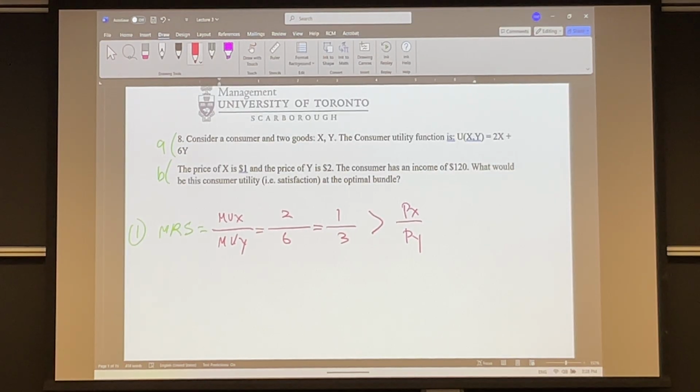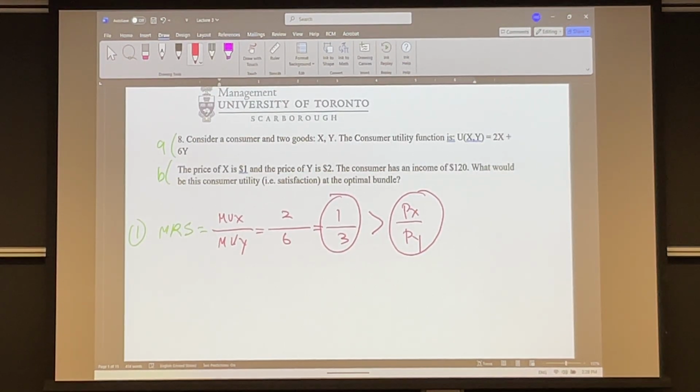If it's more, what do you do? This is how much you like X versus Y. This is how much it costs you to buy X. So what do you do then? You like X more than how much it costs you to buy it. So you keep buying it, more and more of it, until you can't buy any more. That's the corner solution. So you spend all your money on X, that's the maximum you can buy, and you spend no money on Y.